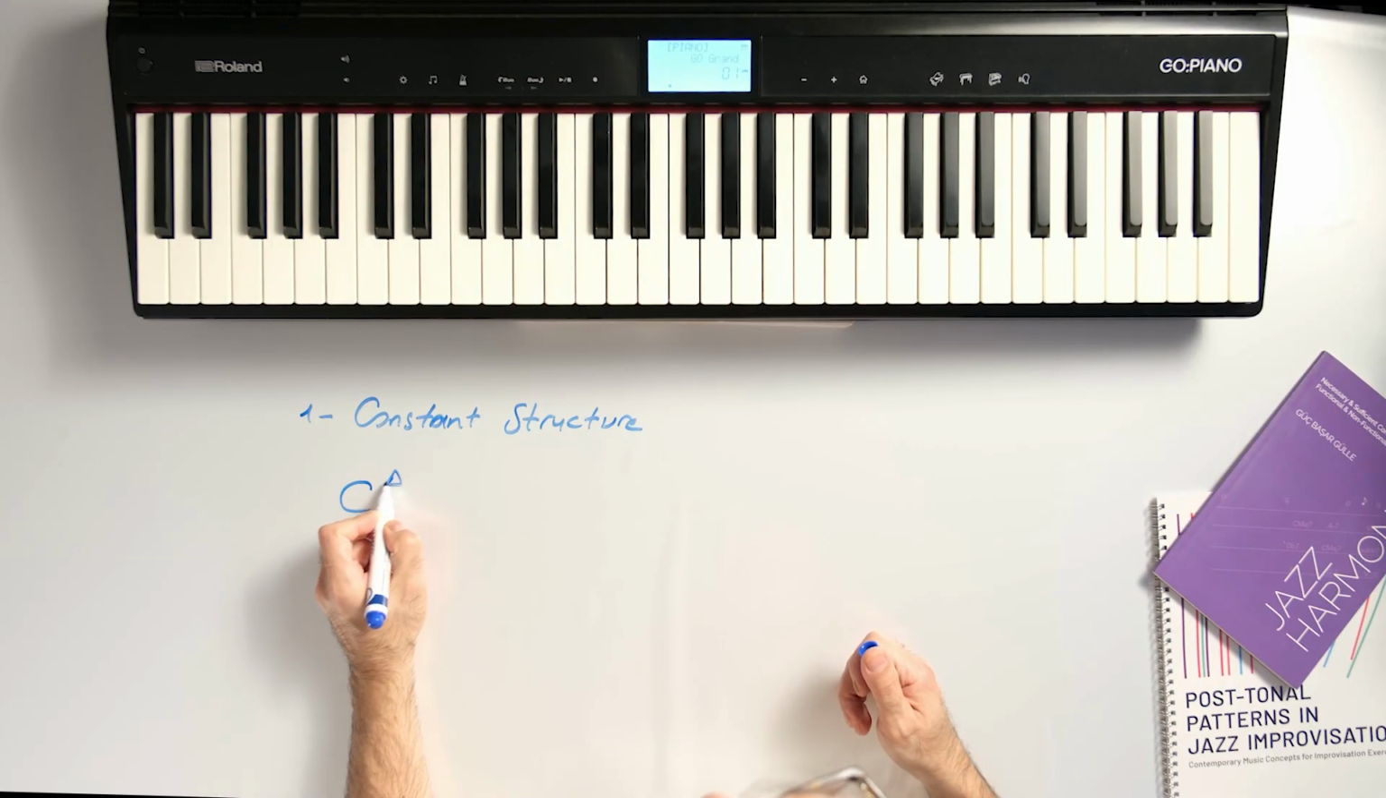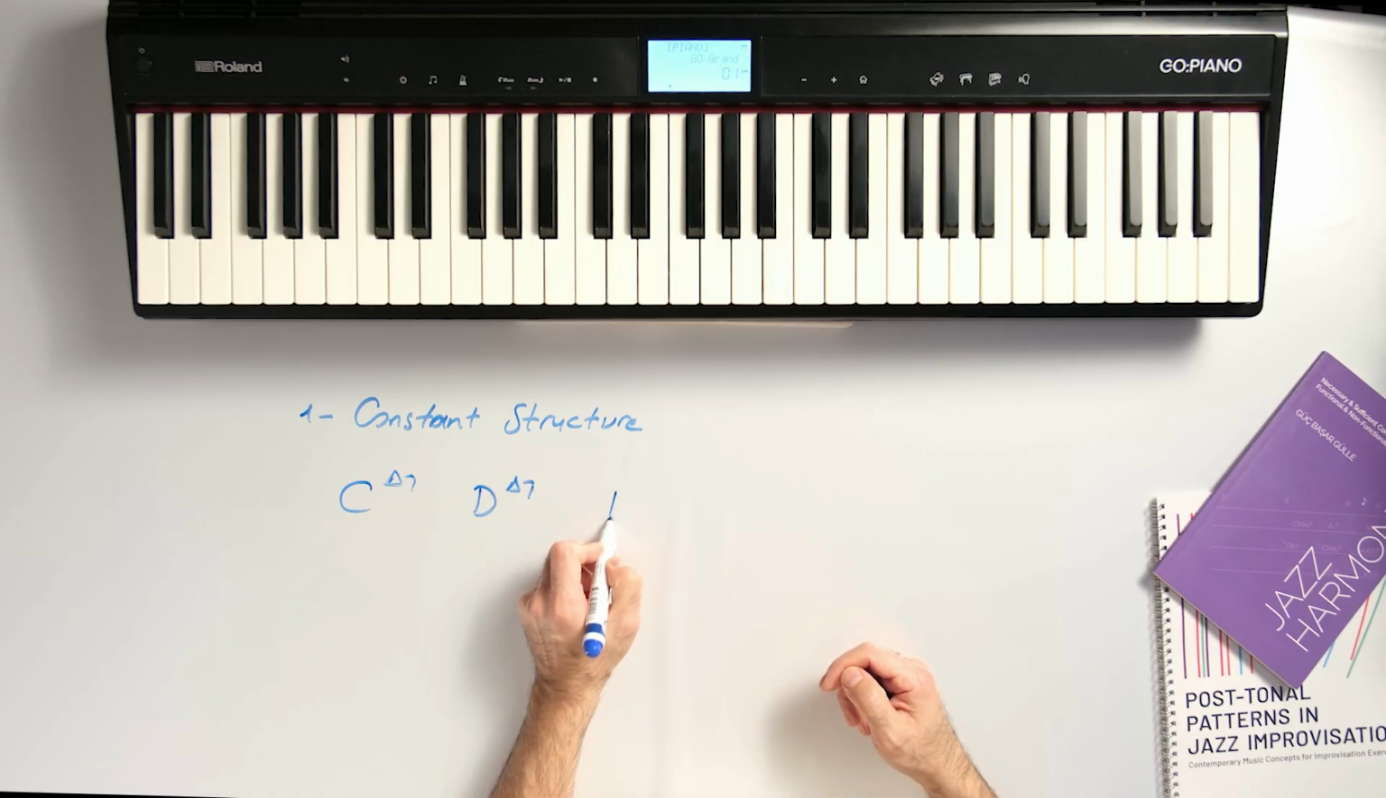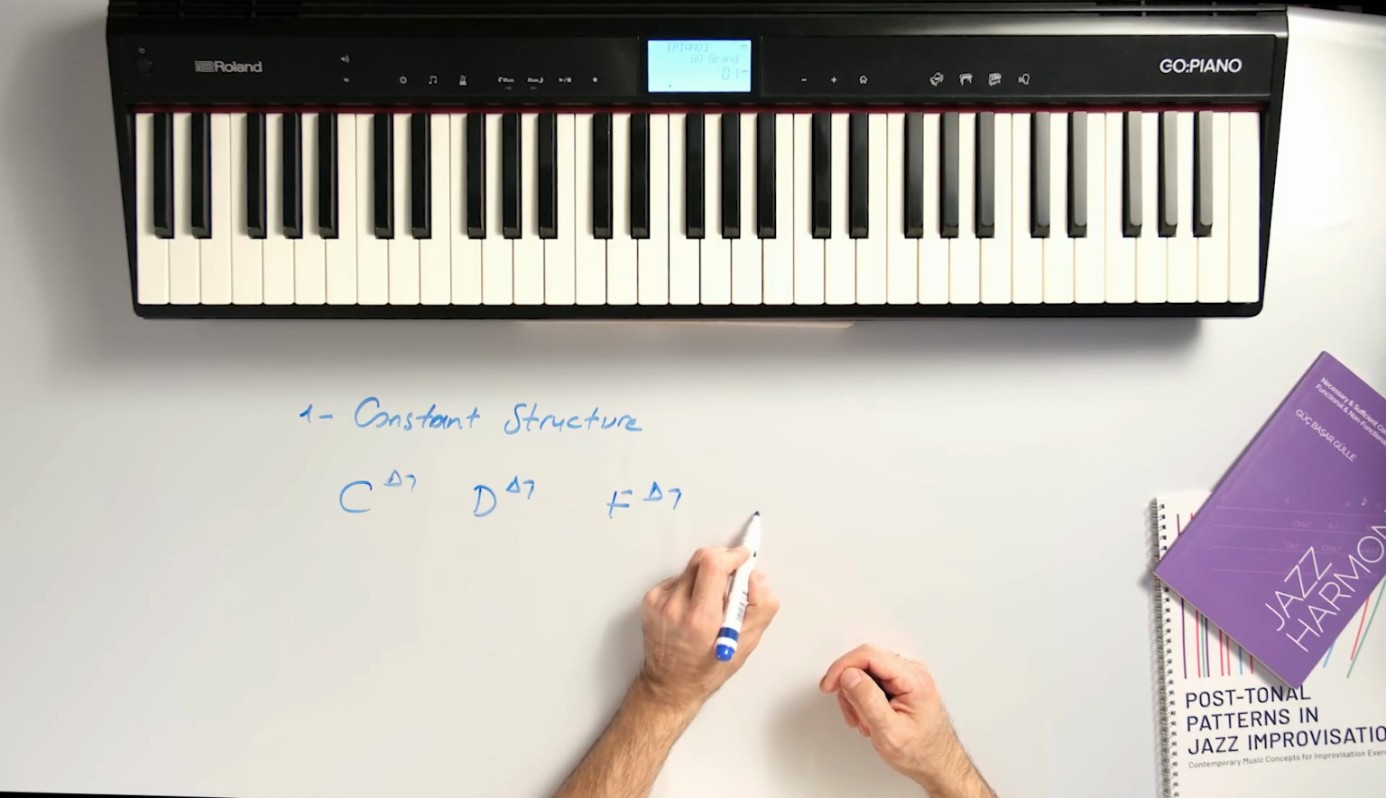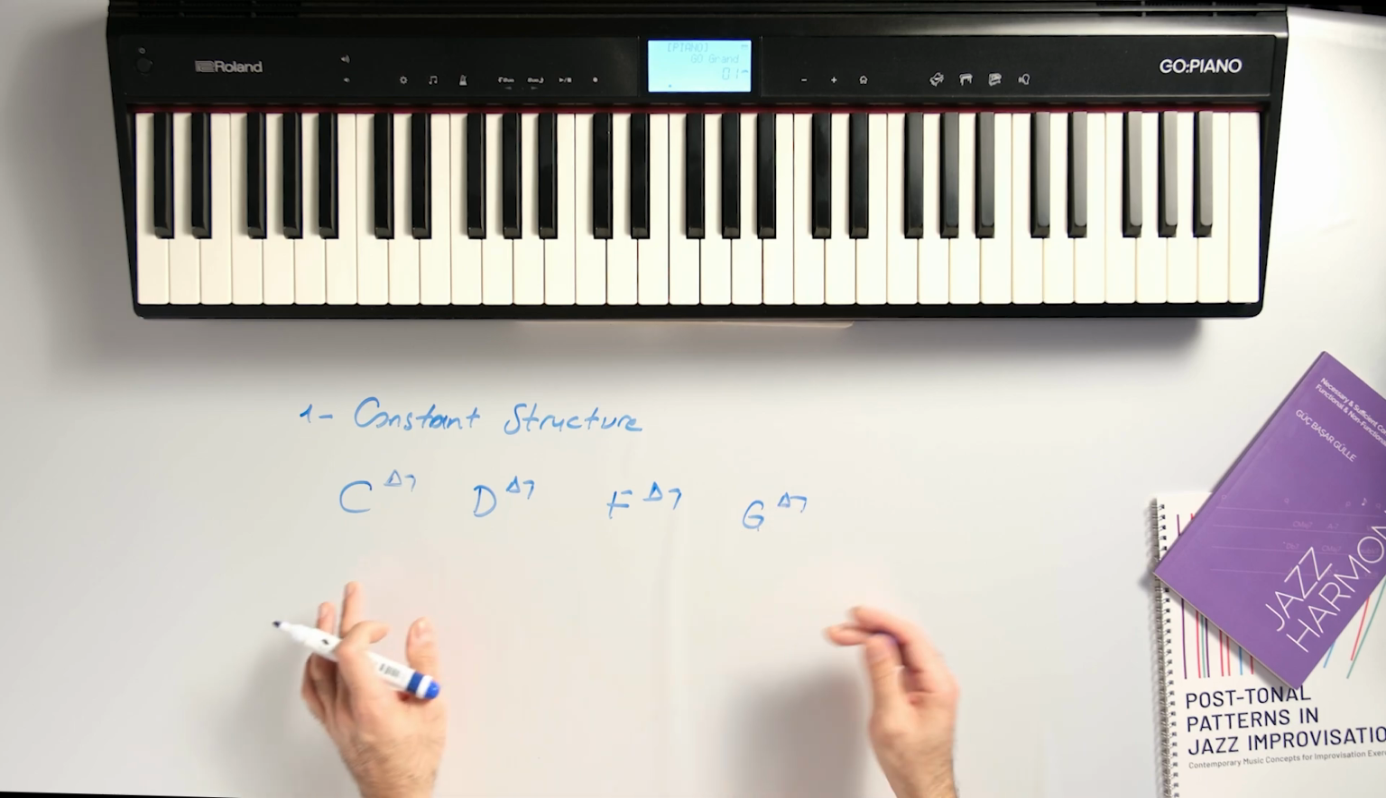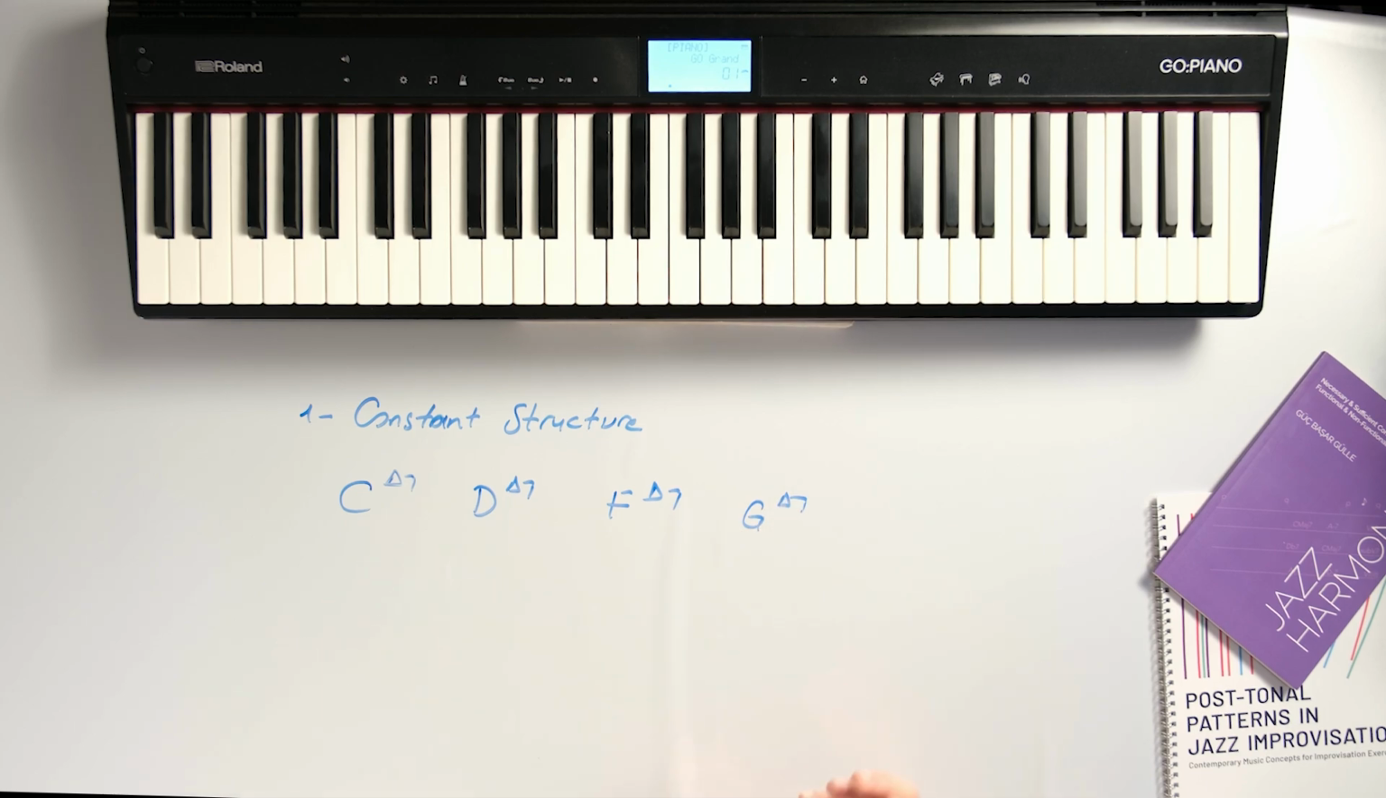To create constant structure, we need to identify the constant value of the chord progressions. I want to start with the major sound, major 7 sound. I want to define the major sound as our constant value, and I'll create the chord progressions on the base of major 7 color. C major 7, D major 7, F major 7, and G major 7. There is no tension resolution pattern. There is no modal quality in these chords.